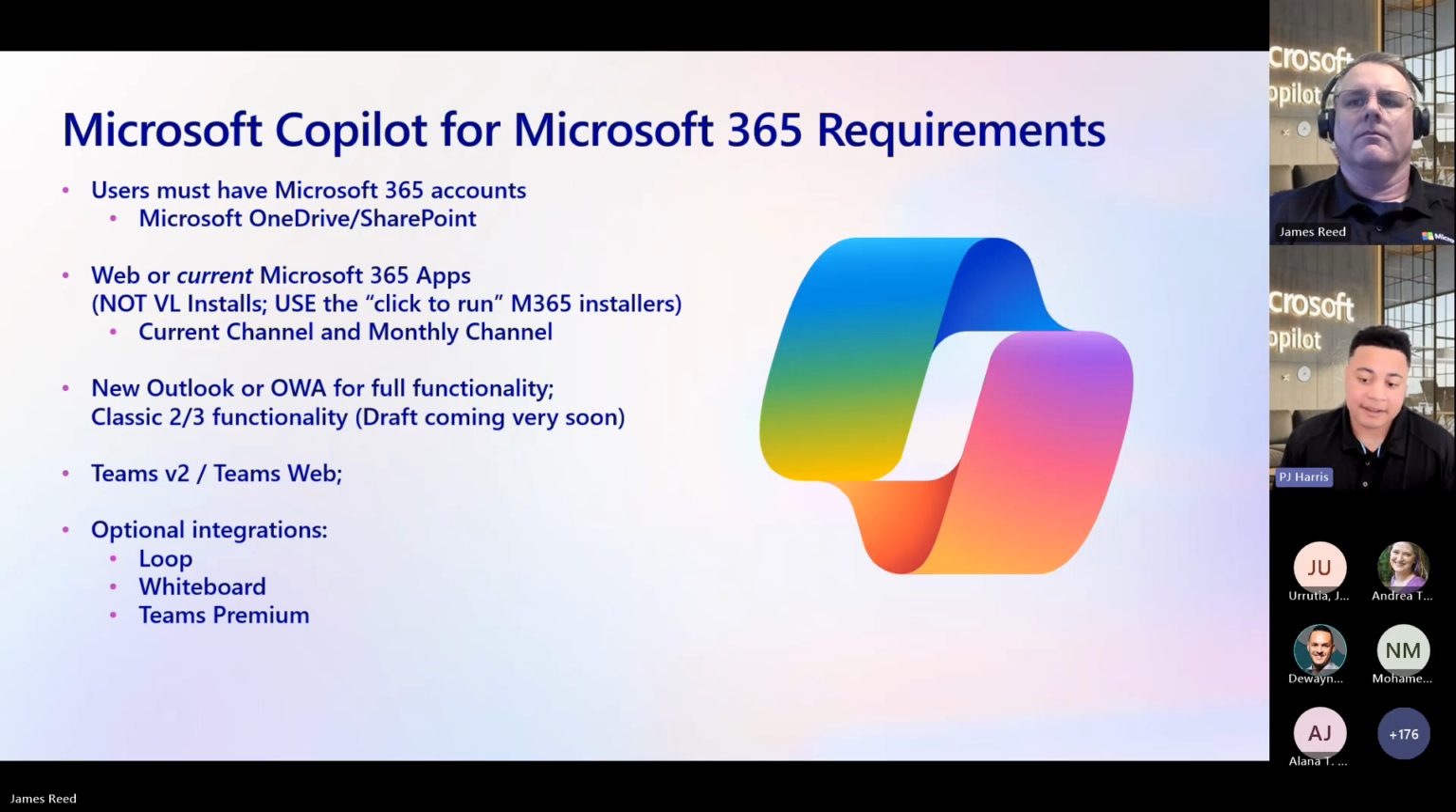Lots of great stuff. You need to have Teams V2 or utilize Teams Web. And then we have some optional integrations here with Loop, so enabling Copilot and Loop and Copilot and Whiteboard. And lastly is the big ticket item, right? Teams Premium, as that's caused a lot of confusion with Copilot in Teams versus Teams Premium. What do I get with each?